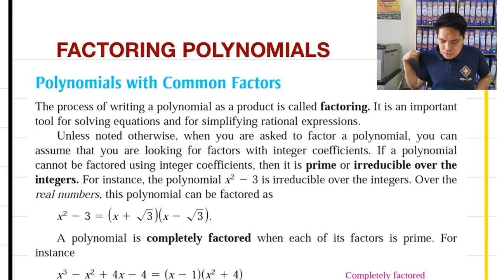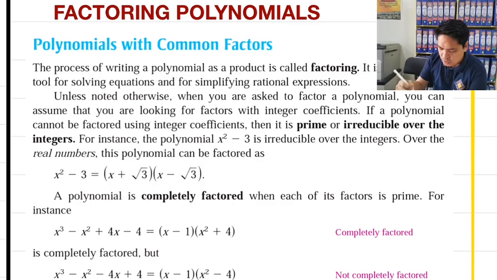Okay, so we come now to our next lesson, factoring polynomials. We'll start with factoring polynomials with common factors. Factoring is the process of writing a polynomial as a product. When we are asked to factor a polynomial, we can assume that we are looking for factors with integer coefficients. If a polynomial cannot be factored using integer coefficients, then it is called a prime polynomial or irreducible over integers.